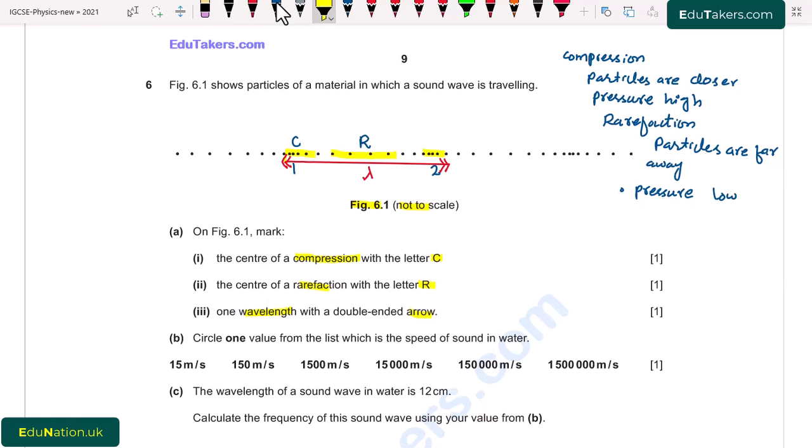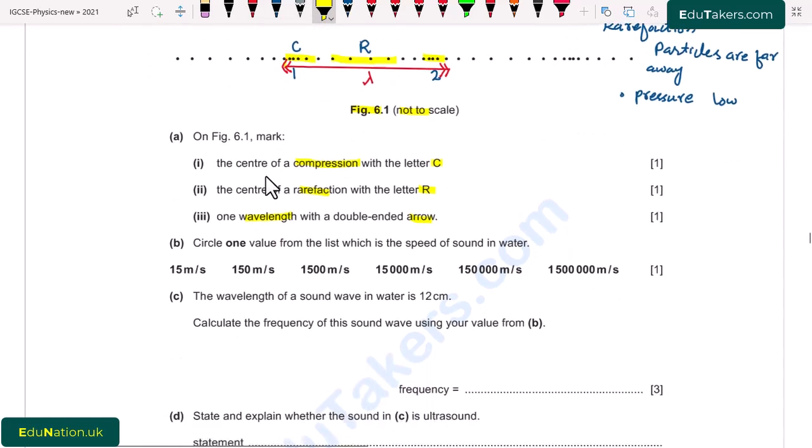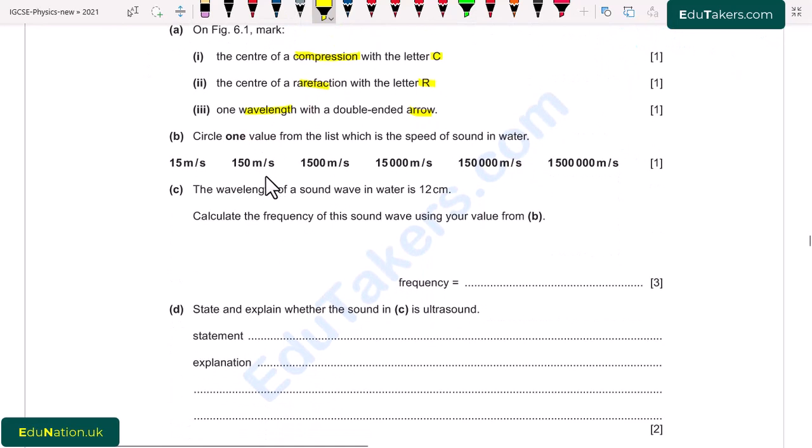Part B. Circle one value from the list which is the speed of sound in water. So here we have to tell what is the range of the speed of sound in water. We know that the speed of sound in air is 330 meter per second. I write here speed of sound in air is equal to 330 meter per second.